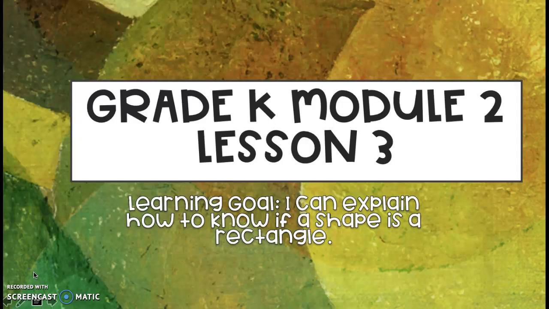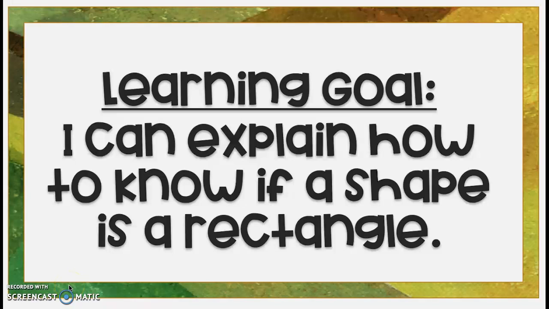Hi friends, today's lesson is from Module 2, Lesson 3. We have been doing an amazing job because we have been describing shapes so that we can figure out what to name them. Today we're going to keep talking about shapes. Our learning goal for today says, I can explain how to know if a shape is a rectangle. All right, so how do you know a shape is a rectangle?